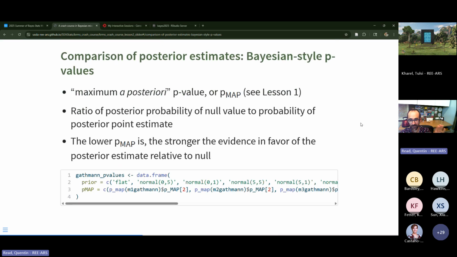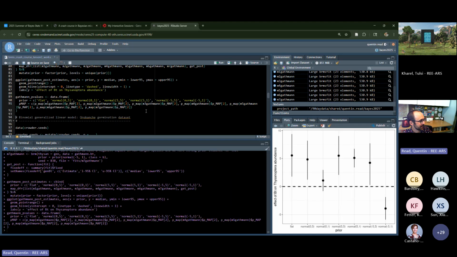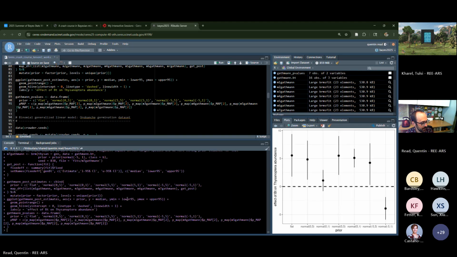Yes, and remember that we could do Bayesian p-values, which we learned about at the end of lesson 1. You can also get a Bayesian p-value for each of the posteriors that we got from the 7 different priors. So let's look at what they are. I just included the code to calculate those. So if you hit Control Enter and run that line, we'll print the output in our console.